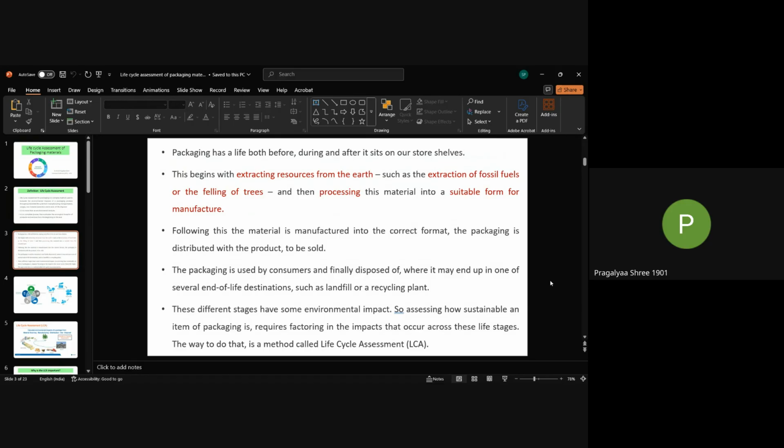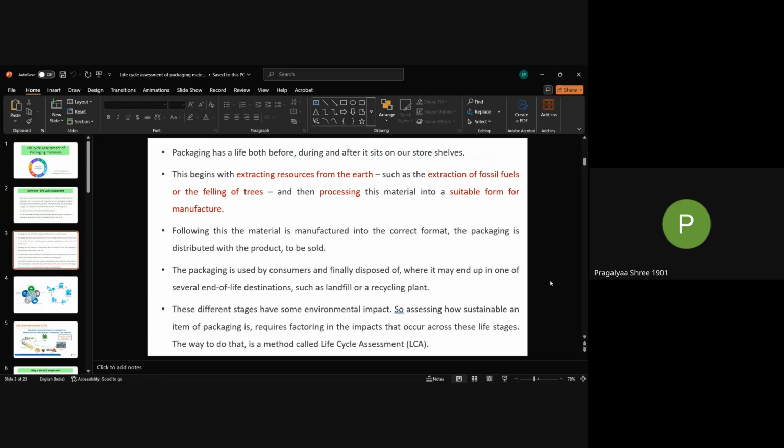The packaging is used by the consumers, and once it is used, it is disposed of, where it may end up in one of several ways of its life destination. Normally, when you throw a packaging material, it goes to the landfill, or sometimes it goes to the recycling plant.